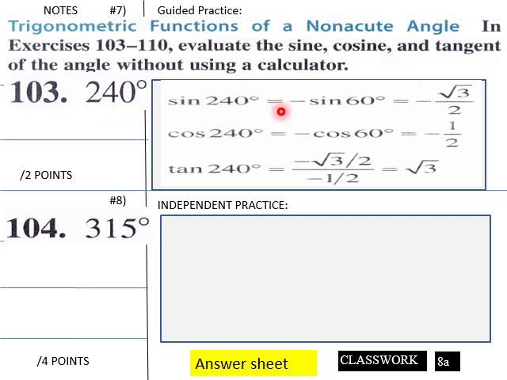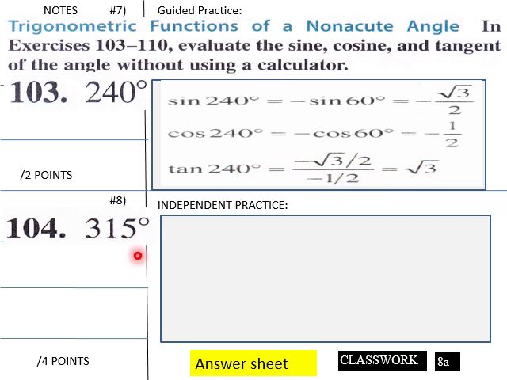240 degrees would be the same thing as negative sine 60 degrees, which is the negative of square root 3 over 2, and then the cosine would be negative 1/2, for negative cosine 60. And then for tan you would have negative square root 3 over 2 over negative 1/2, which would be square root 3, I'm sorry.